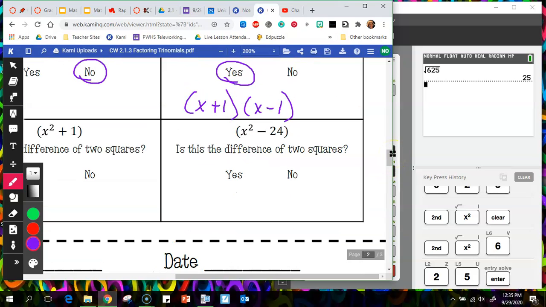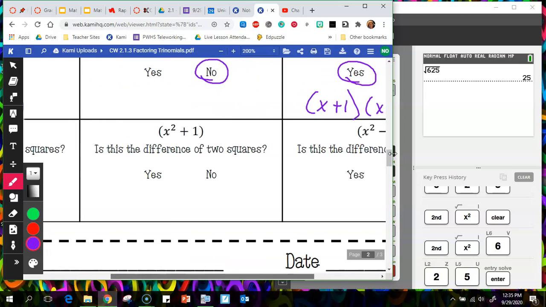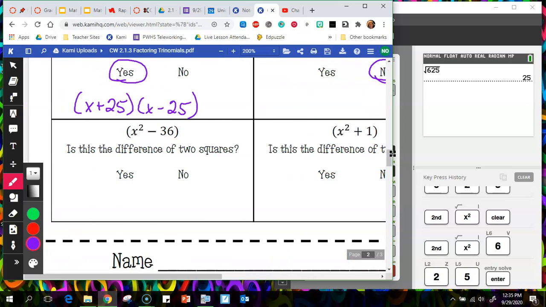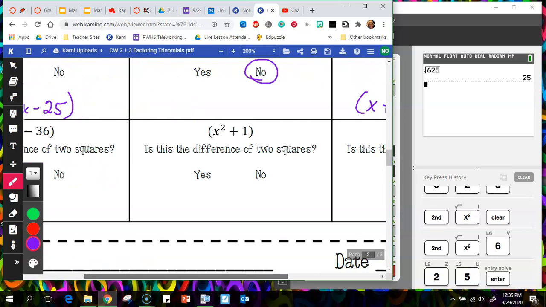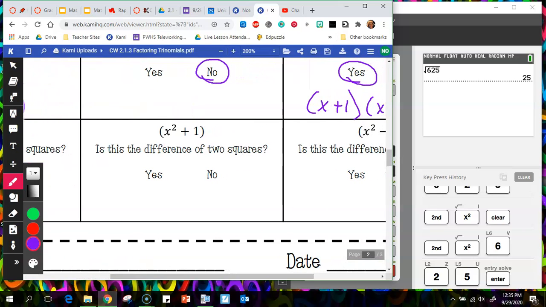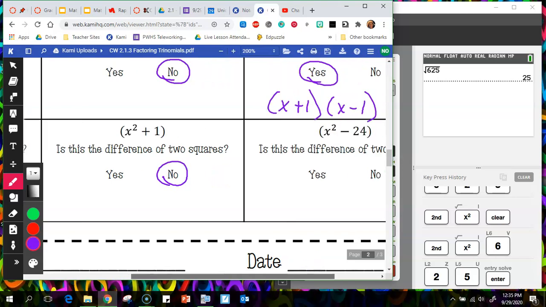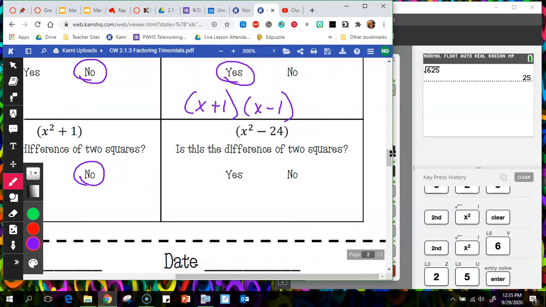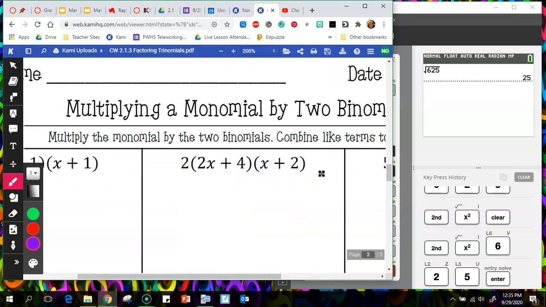Let's look at the rest of them. We're going to answer yes or no together, and then I want you to factor them. Okay, x squared minus 36, yes, 36 is a perfect square. I want you to try to factor that one. x squared plus 1, no, that's not a difference. It's two squares, but it's not a difference. And then 24, I want you to see if you can determine whether 24 is a perfect square and whether you can factor that. So I want you to answer yes or no, and also factor it if you can.